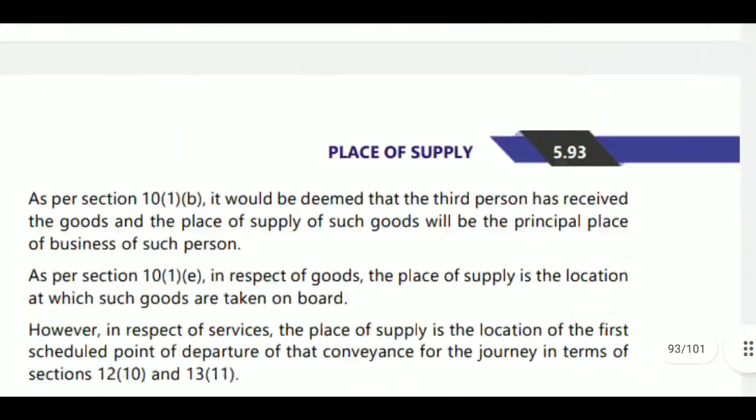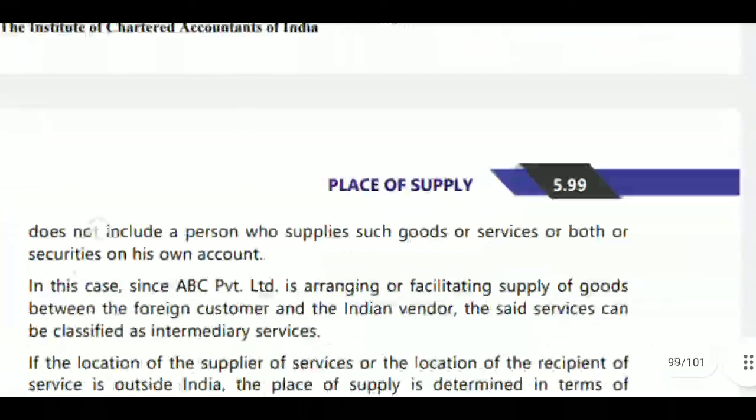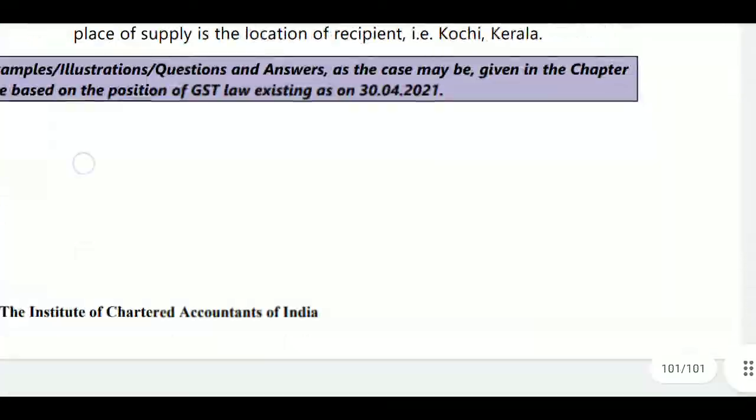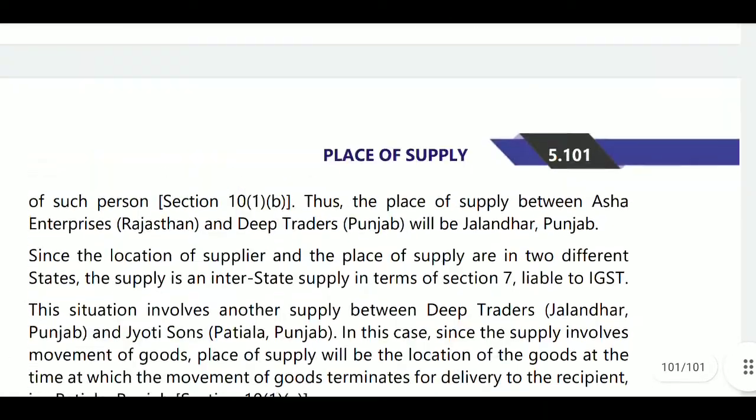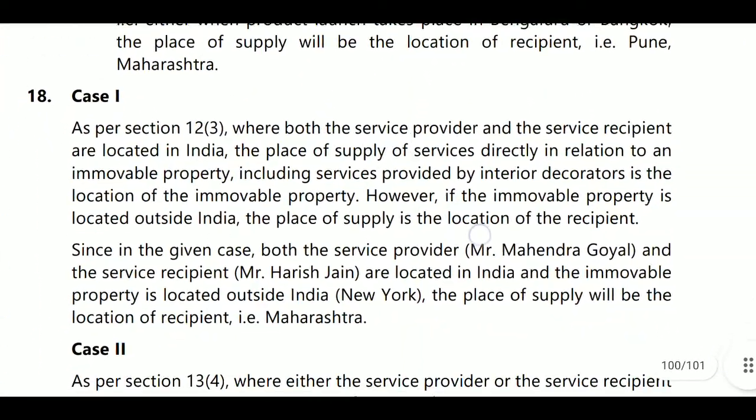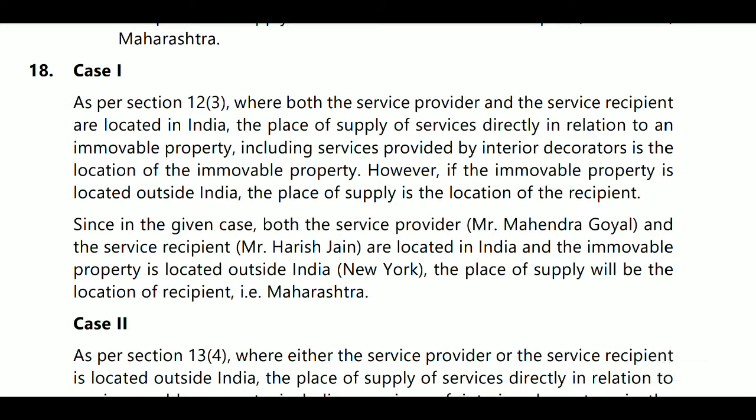So what is the answer? The 18th answer: the first one is related to Maharashtra and the second one is related to Paris. Case 1 will be dealt with as per section 12(3), where both the service provider and the service recipient are located in India. The place of supply of services directly in relation to an immovable property, including services provided by an interior decorator, is the location of the immovable property.